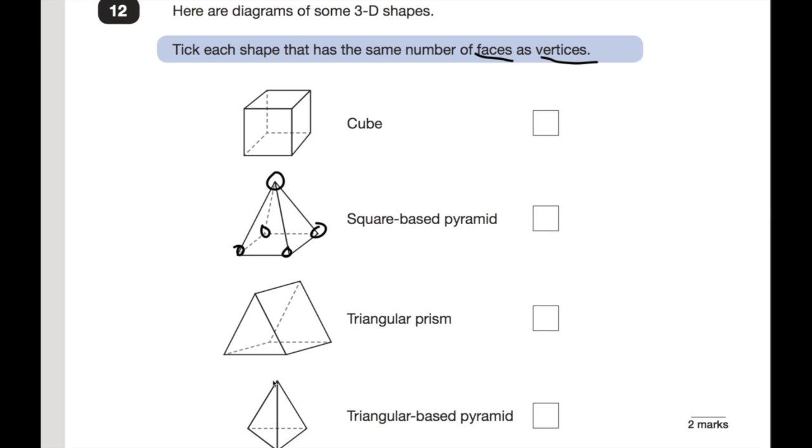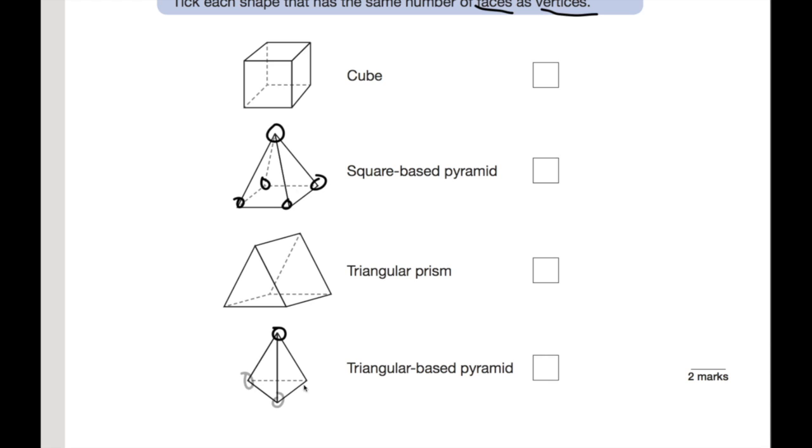So just using my knowledge of shapes there, I can tell you that the next one's also going to have the same number of vertices. 1, 2, 3, 4 plus 1, 2, 3, 4 faces. So it's this one and this one.